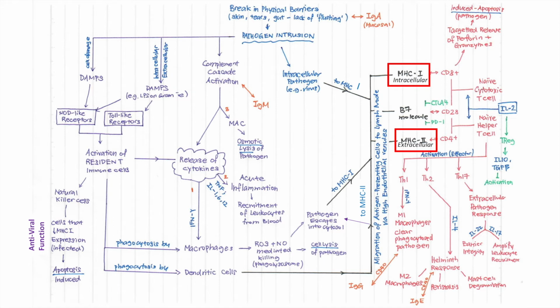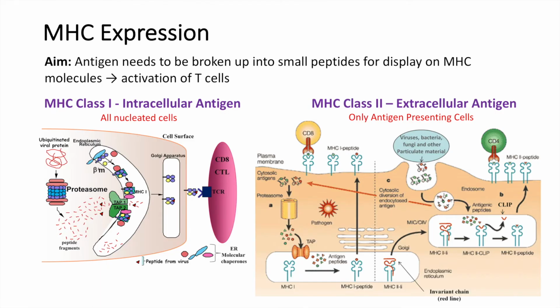Okay, so now we move on to the black part, which is your antigen presentation. It's the link between your innate and your adaptive immune system. Okay, so basically, as you know, there are two classes of MHC, MHC class 1 and MHC class 2. In MHC class 1, we are dealing mainly with intracellular antigens, while for class 2, we are dealing mainly with extracellular antigens. Another difference is that MHC class 1 is present on all nucleated cells, while MHC class 2 is only present on antigen-presenting cells, such as the dendritic cells.